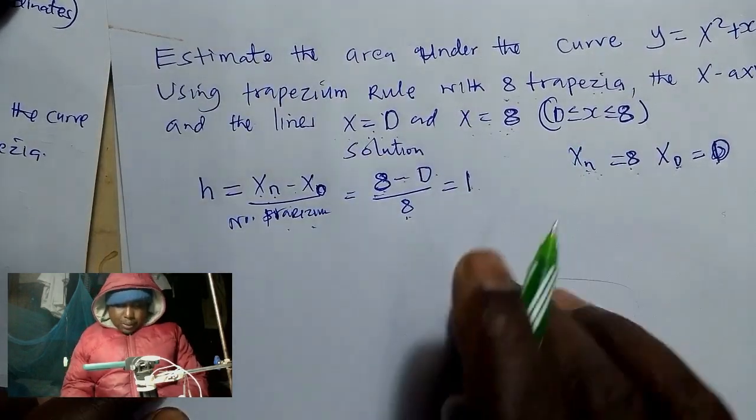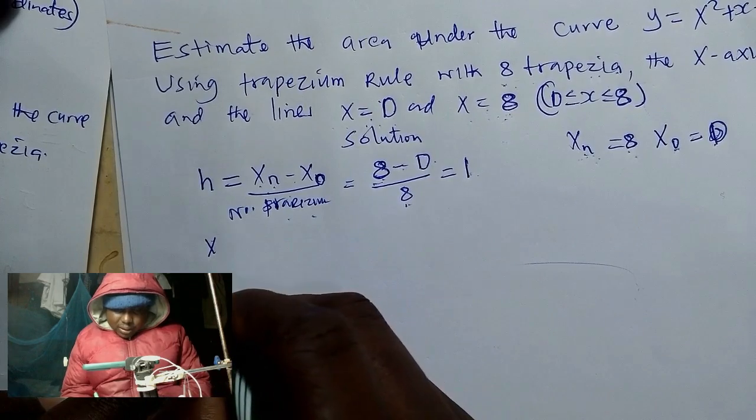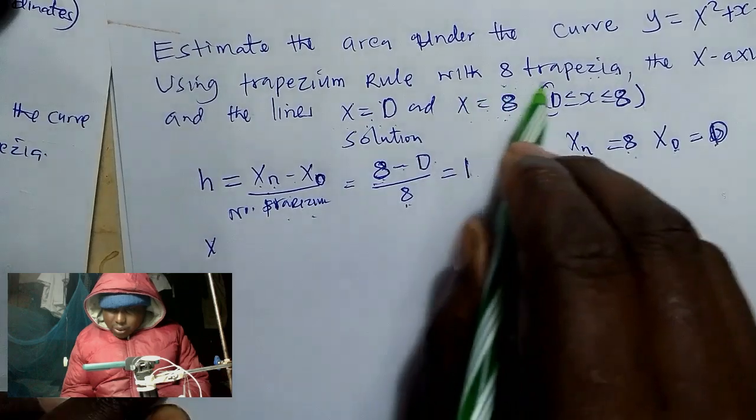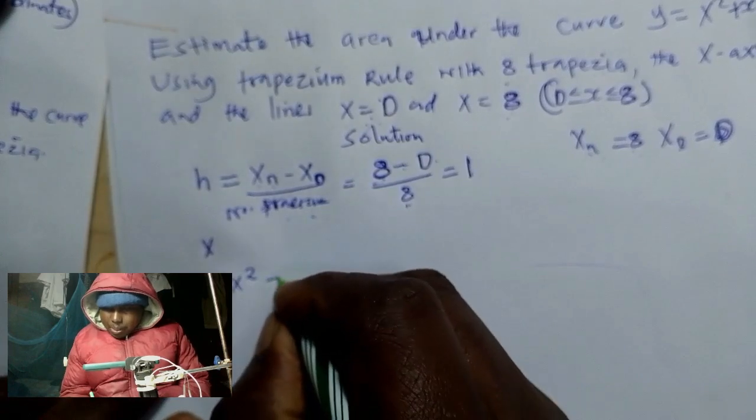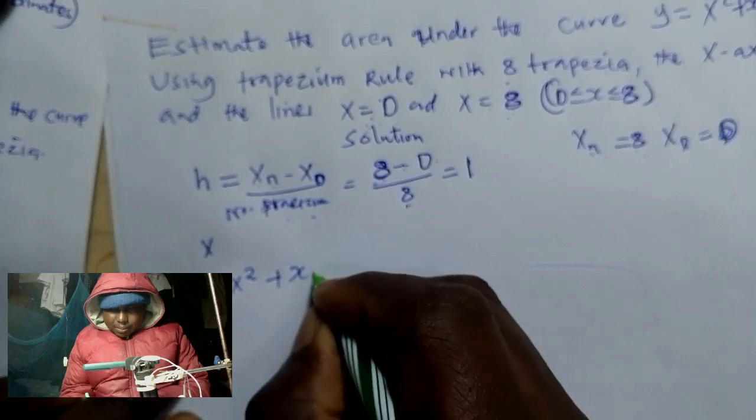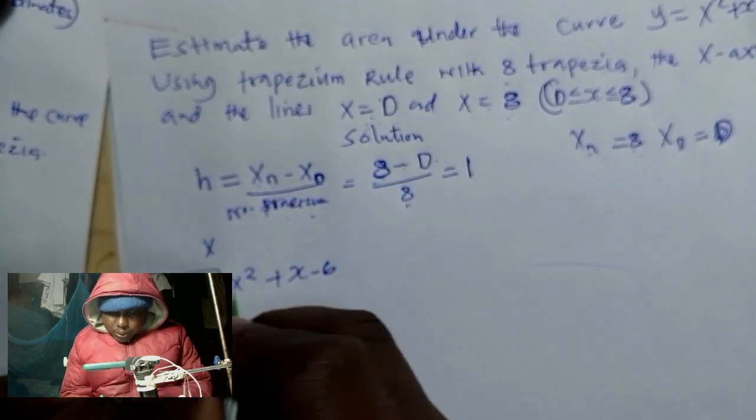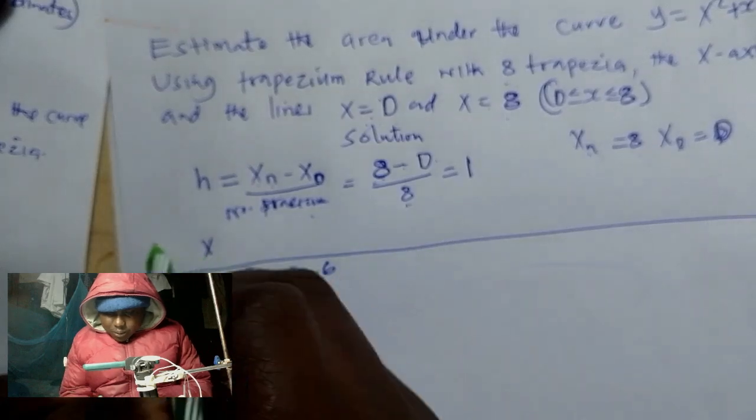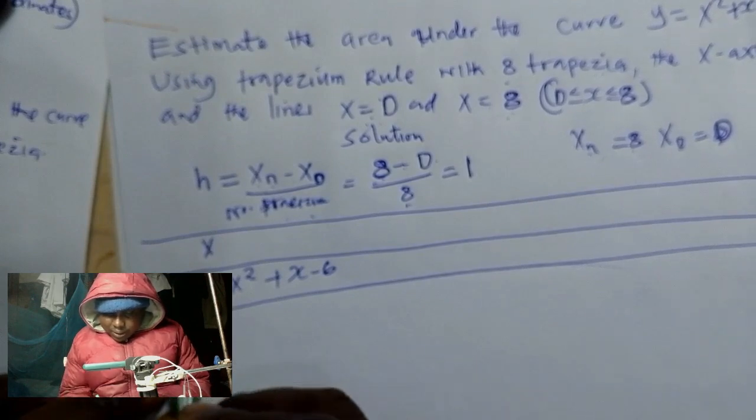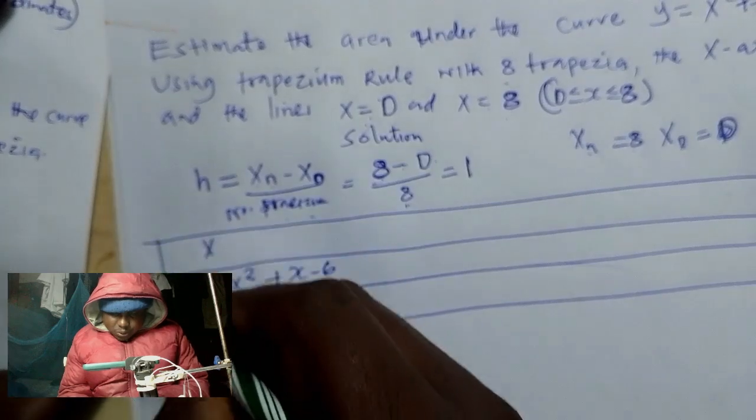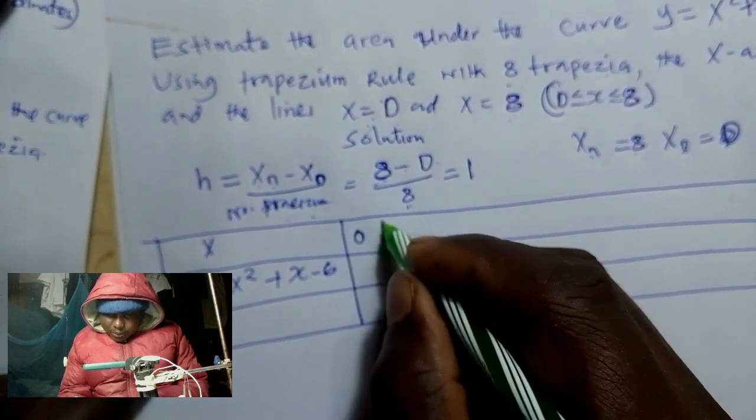Why is this important? It is important now when we are going to draw the table. So we draw now the table of x and y. What is y? y is equal to x squared plus x minus 6. So we draw the table of values of x, and we will get the values of y. You draw the table like this. So values of x, we are starting at 0.